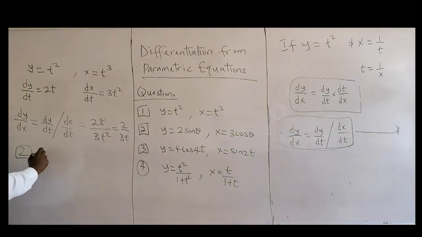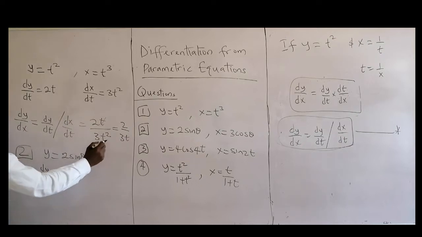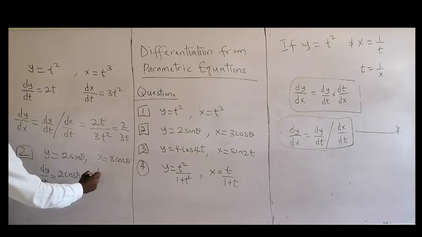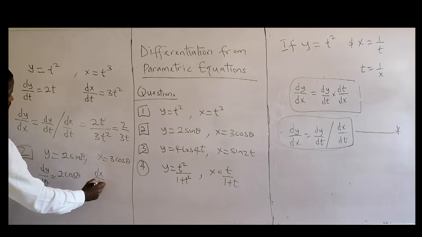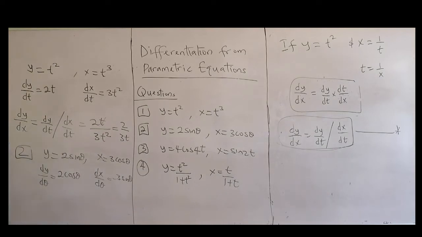Question 2. We have y equal to 2 sine theta. y is a function of theta, so we can get dy/d theta. And that will be equal to 2 cos theta. Okay, the other one, we have x equal to 3 cos theta. So we can get dx/d theta, which is minus 3 sine theta. Okay, then the final thing is to get our dy/dx.